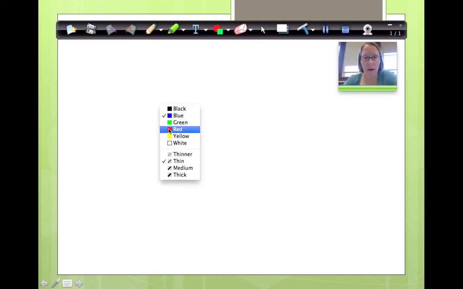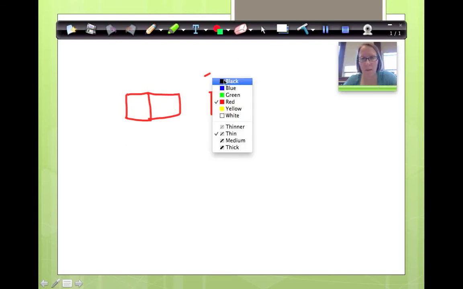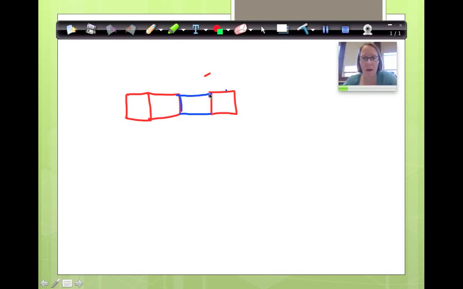Okay, so let me draw that. So, get my pencil, and I want red. I have a red cube here. I have a red cube here. I have a red cube here. In the middle of these 2 red cubes, I'm trying to find my pencil, I have a blue cube, blue linking cube. Right? This is what mine shows. Okay, wonderful.